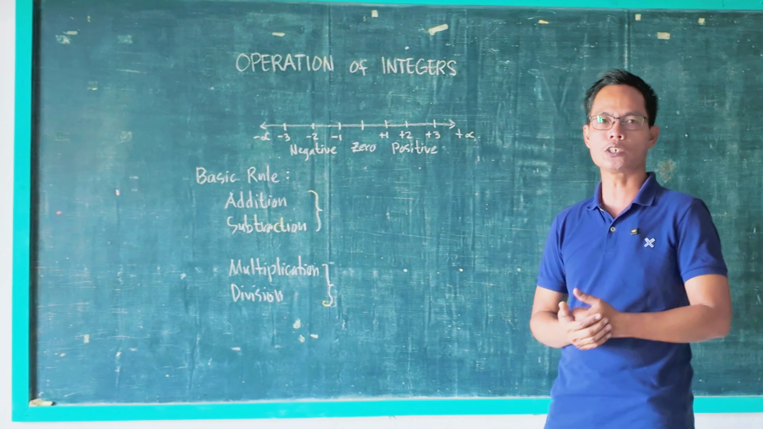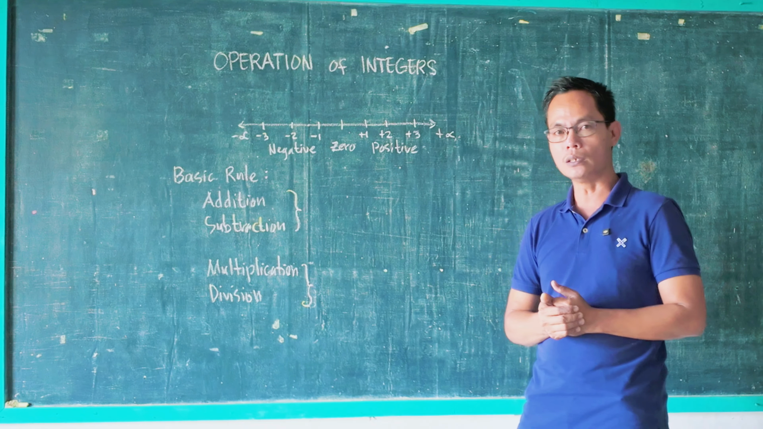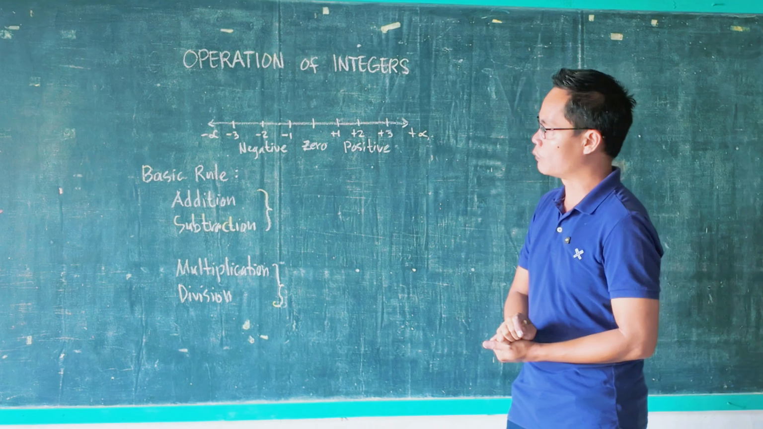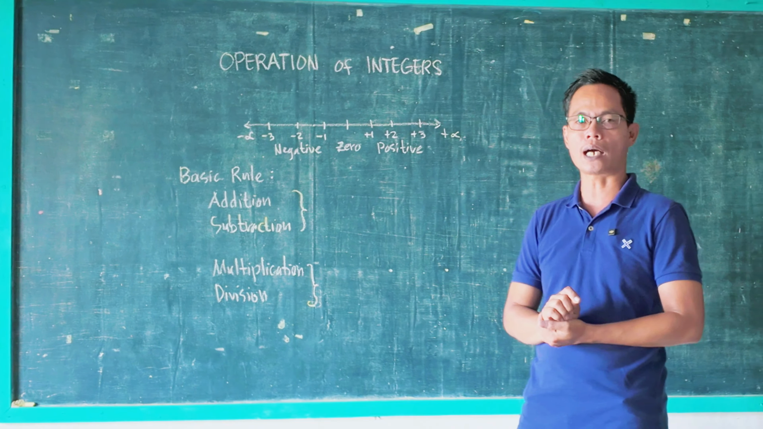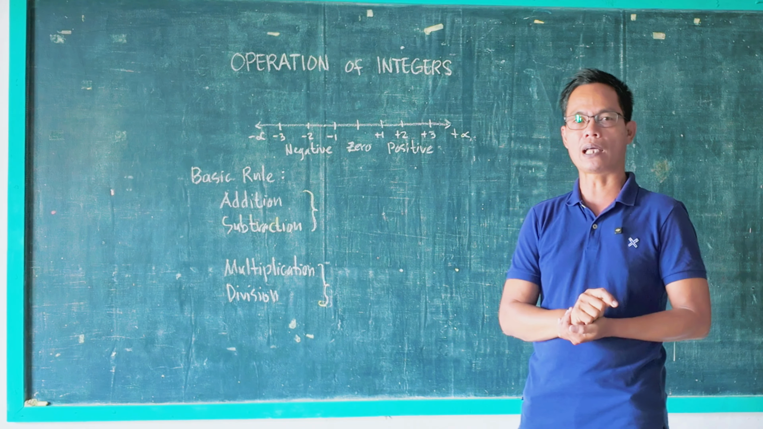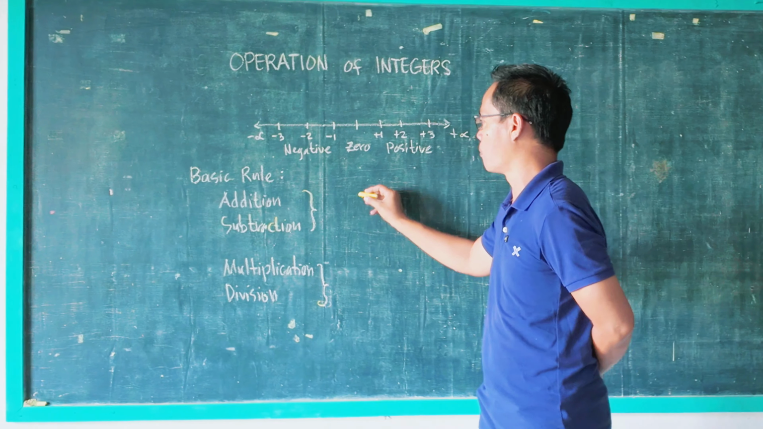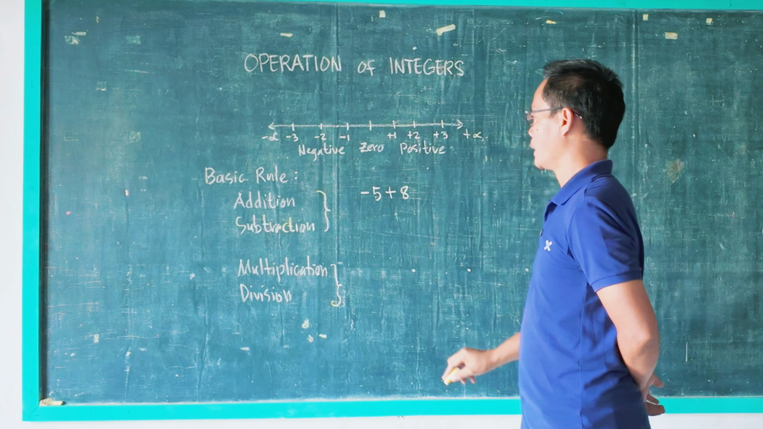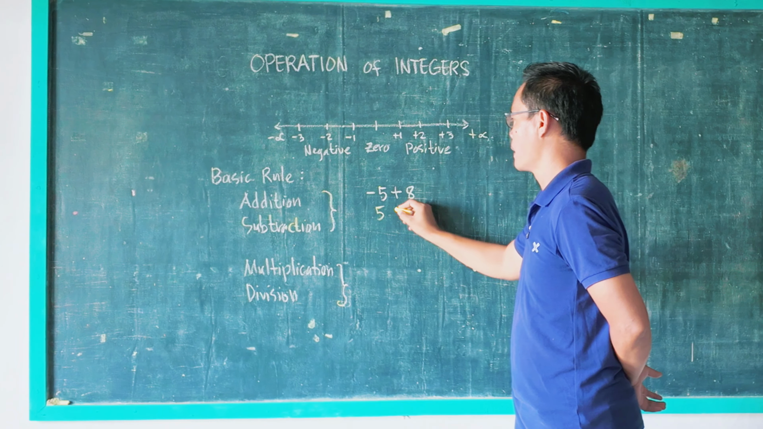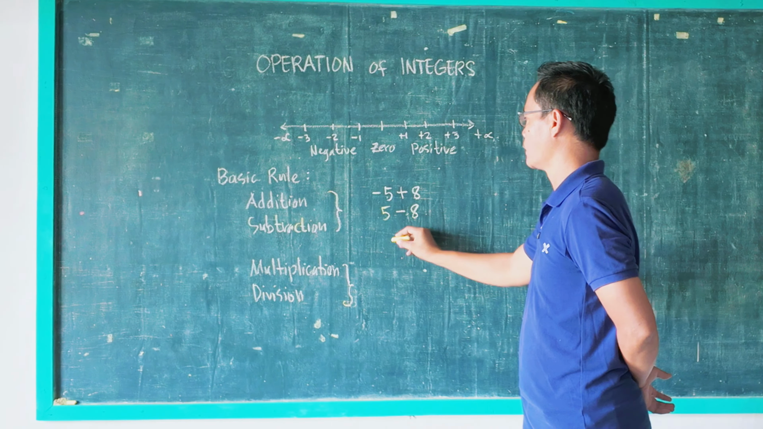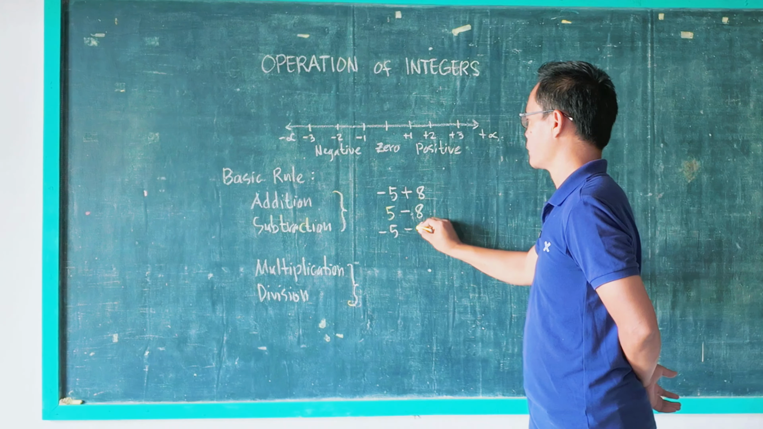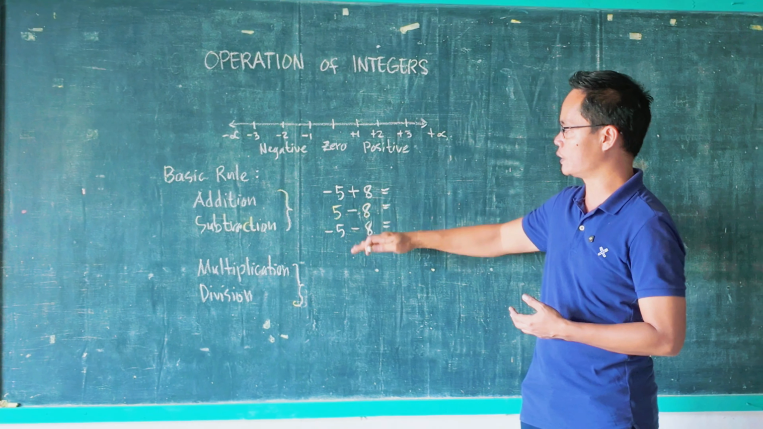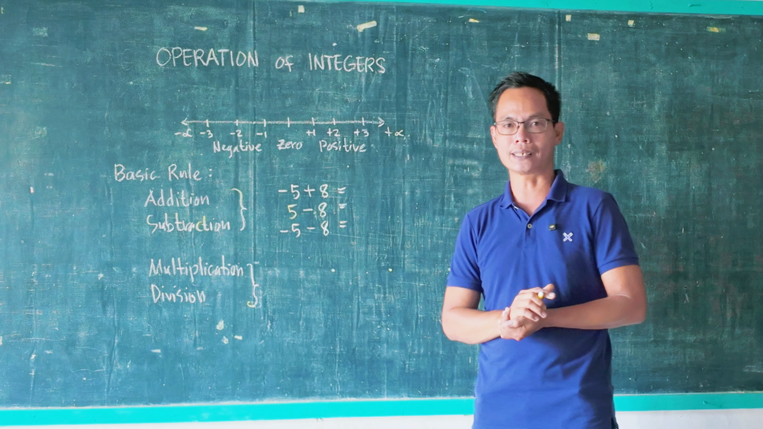Here is the rule. The addition and subtraction has a common rule, and also the multiplication and division has also its common rule. When we say addition and subtraction, it doesn't matter if you add or subtract, for as long as you follow the rule. Let's take an example of negative 5 plus 8, and the other given is positive 5 minus 8, and also the other given is negative 5 minus 8. So if you observe these three examples here, numbers here are just the same, but different in operations and signs.